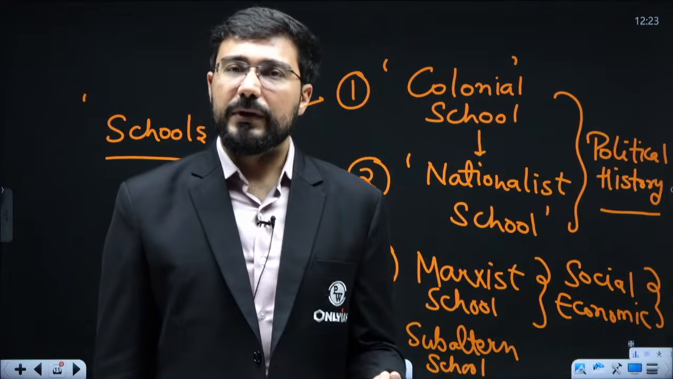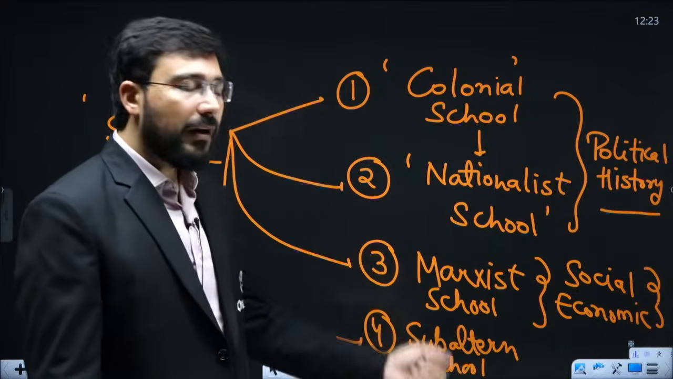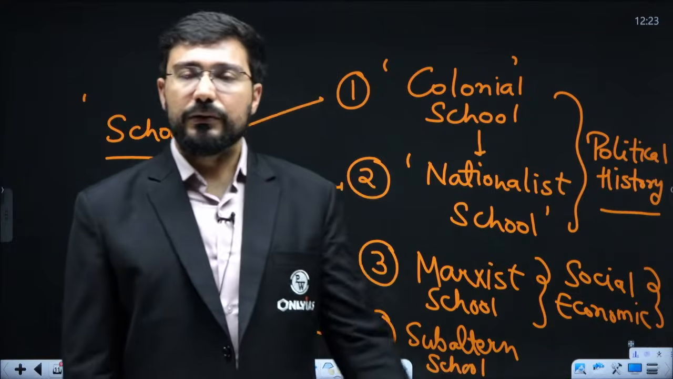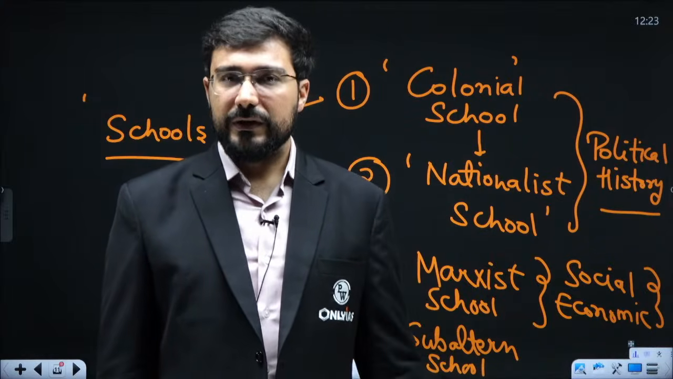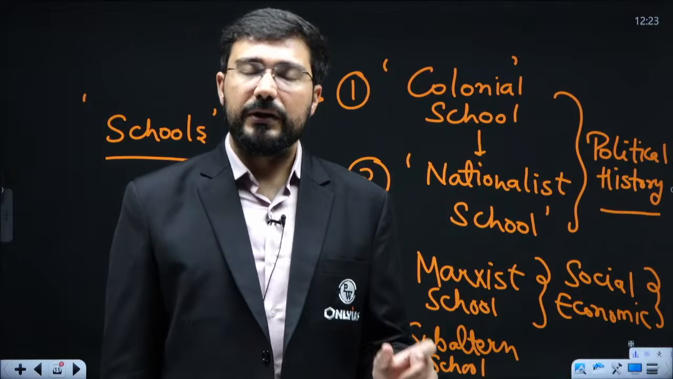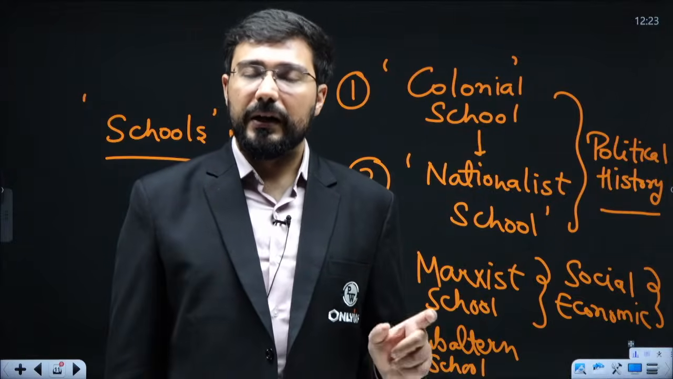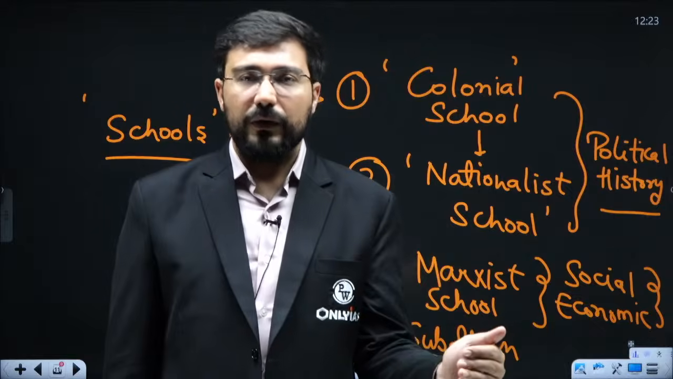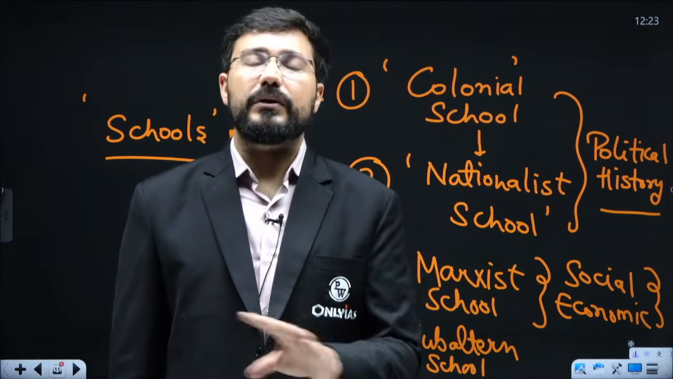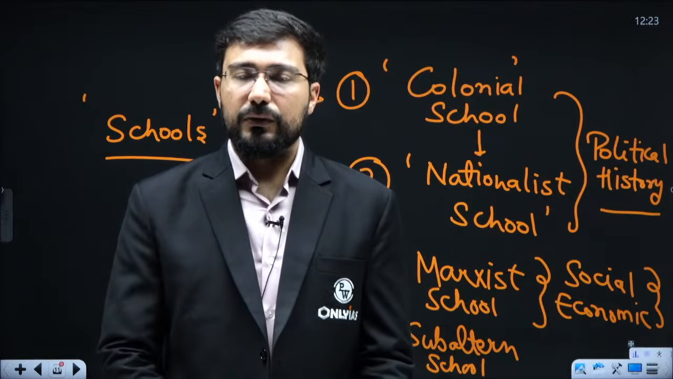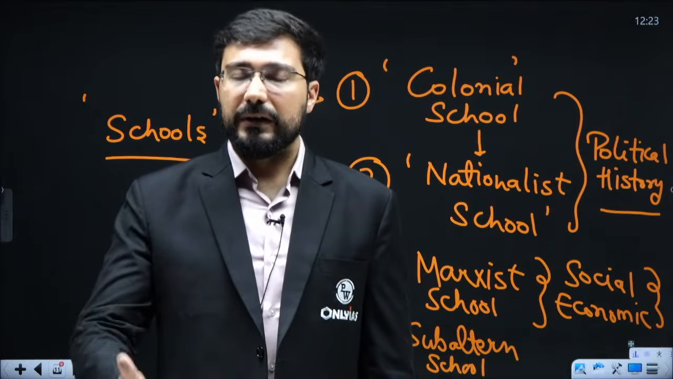So economic history became more relevant. And finally comes the subaltern school. Subaltern school is the most recent school. This developed in the 1980s. There was a writer by the name of Ranajit Guha. He started writing about the people who come from the background, who have also played a major role in history, but nobody talks about them. That's why the last school is becoming more relevant these days.